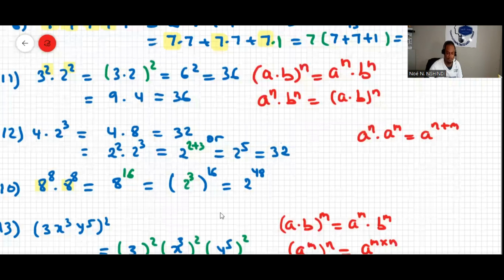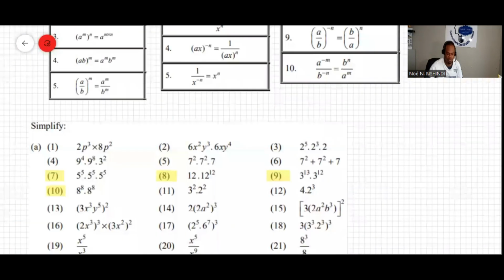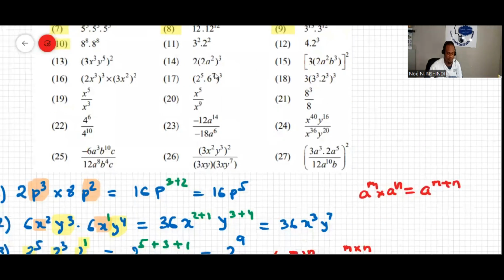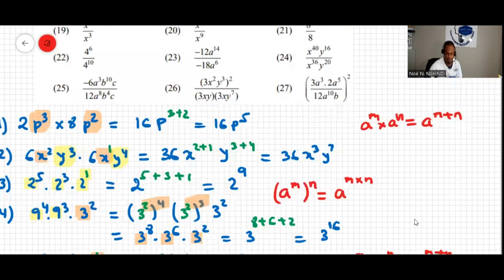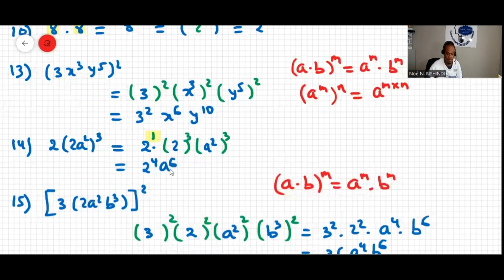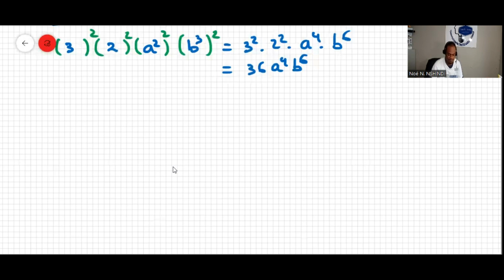The other questions are very similar to the previous questions. I can leave 16, 17, 18 because they are much similar. So I'll move on to question 19. Question 19 says x to the power 5 over x to the power 3.